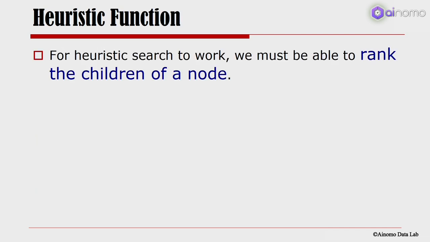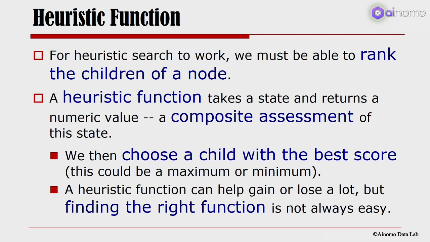Heuristic functions are able to rank the children of a given node. A heuristic function takes a state and returns a numeric value. It is somewhat like a composite assessment. We choose a child with the best score, and a heuristic function can help gain or lose a lot. But finding the right function is not always easy.